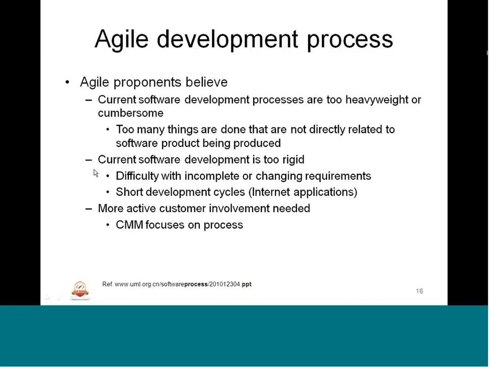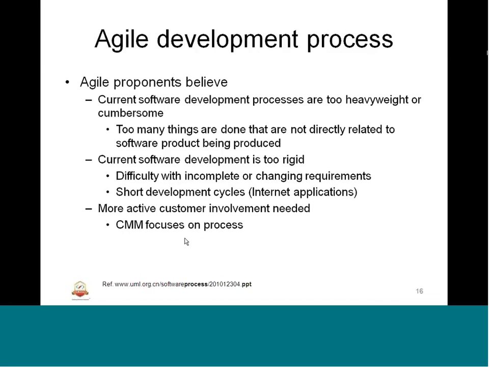Difficulty with incomplete or changing requirements, short development cycles, more active customer involvement needed, CMM focus on process. We know CMM is the Capability Maturity Model, with up to 5 levels of maturity, like continuous improvement and all the stuff. We also have Lean Six Sigma where we avoid waste. All these are followed or used actively, but they believe that we can improve on certain things. So better to use that.